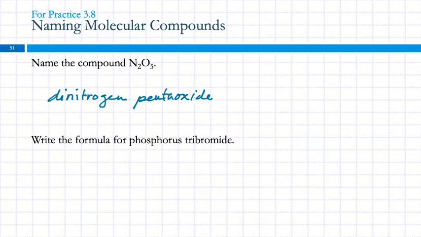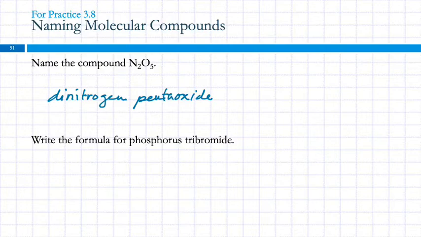So the warning I'd like to give you is that students like this system of naming so much that they want to use it for everything because it's just easier, right? It just makes so much sense. Why can't we use it for everything? Well, because we can't. So make sure that you're only using this with two nonmetals. If that first element is a metal or there's more than two elements, you can't do it this way, okay?